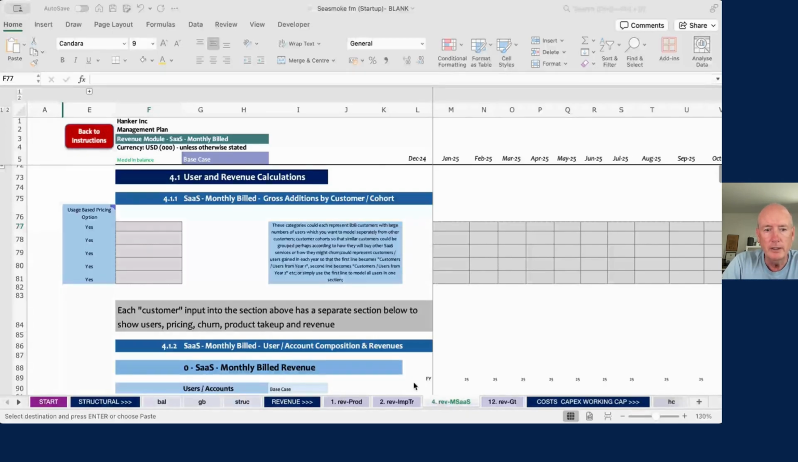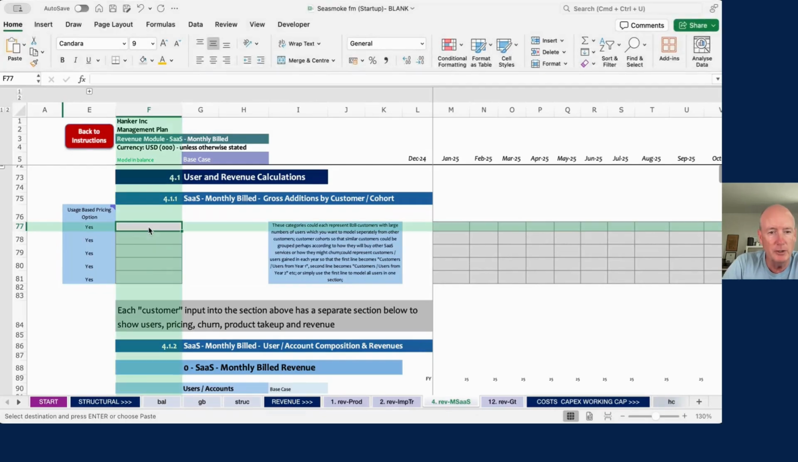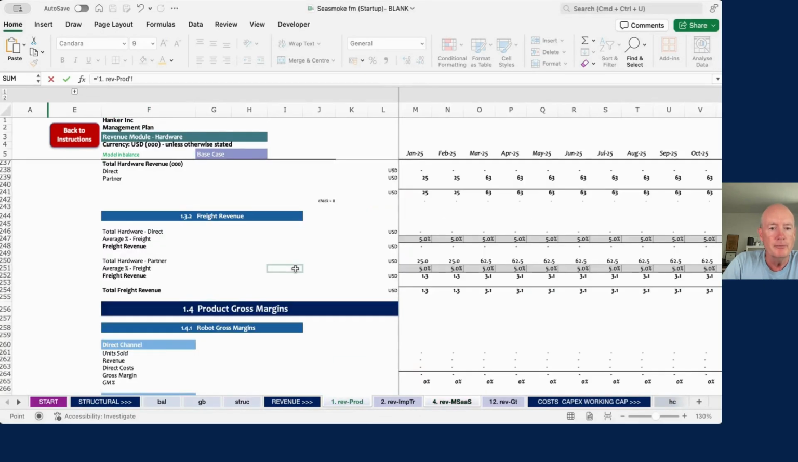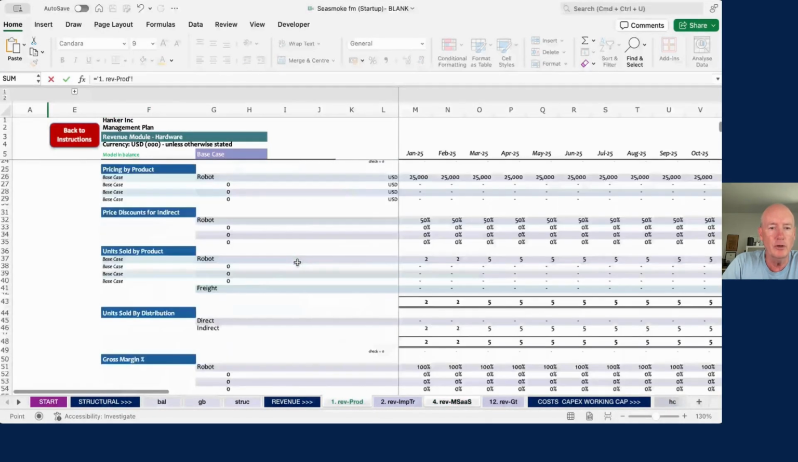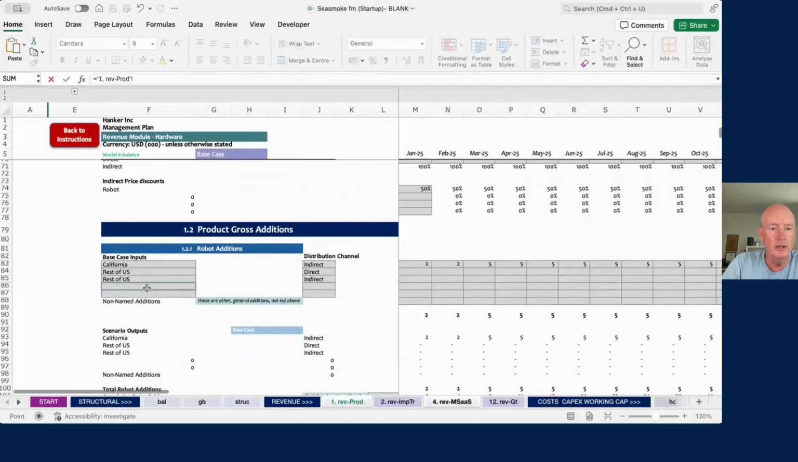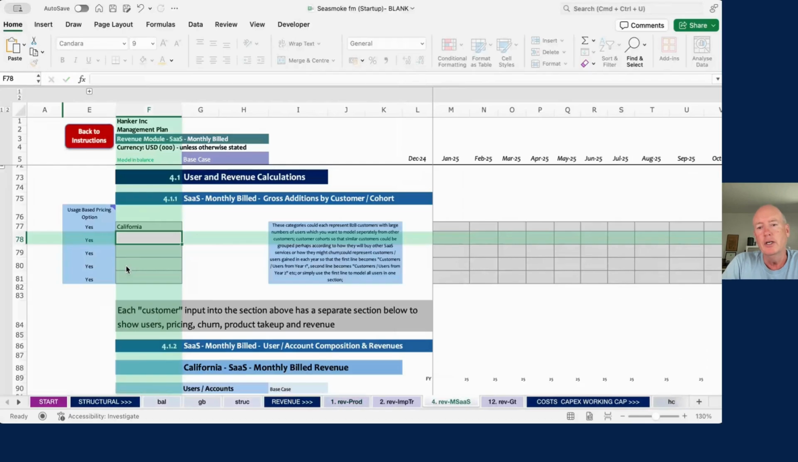And then that's units at month end. And there you go. And so we didn't use anything else. You can see it's got a 0 because we didn't use that cell. So we've got rest of US and we've got California, and that ties in with that. Okay, so that's your SaaS sorted.